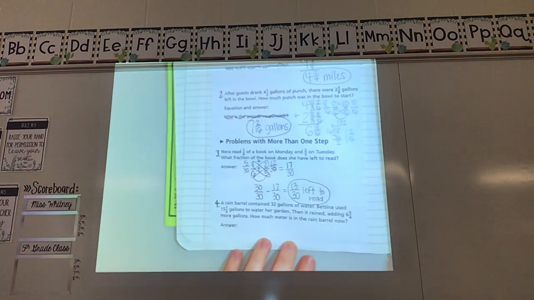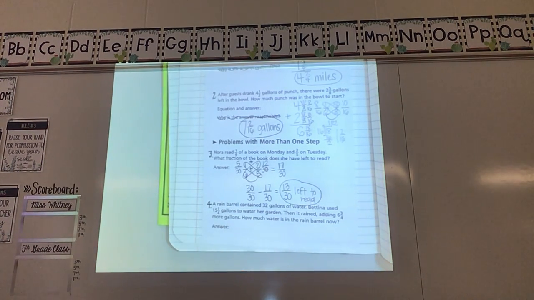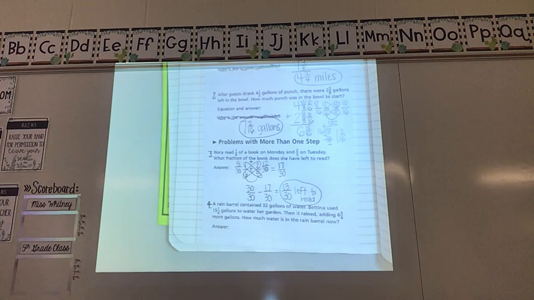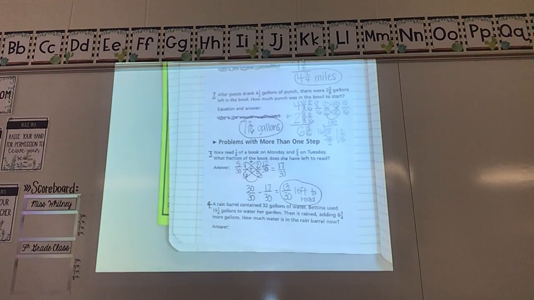All right, we have one more here, and then I'll let you work on your assignment. Number 4 says, a rain barrel contains 32 gallons of water. Bettina used 15 1/4 gallons to water her garden. Then it rained, adding 6 3/4 more gallons. How much water is in the rain barrel now? Ooh, there's lots of things going on there. I'm just going to read the first 2 sentences and see what I should do first.